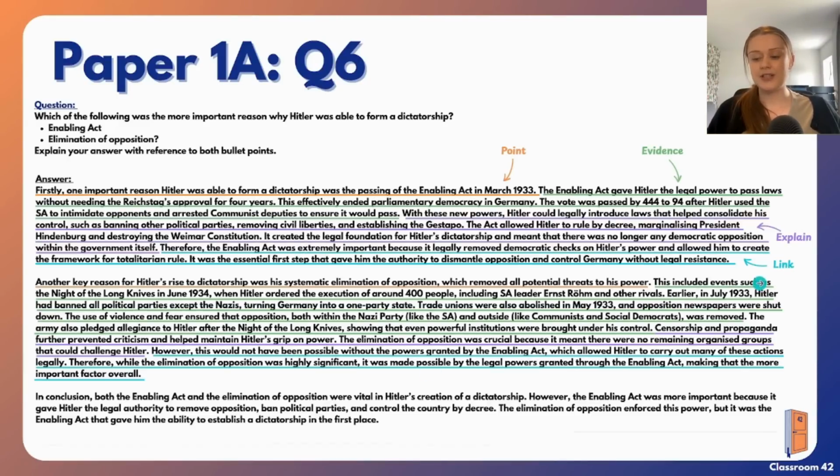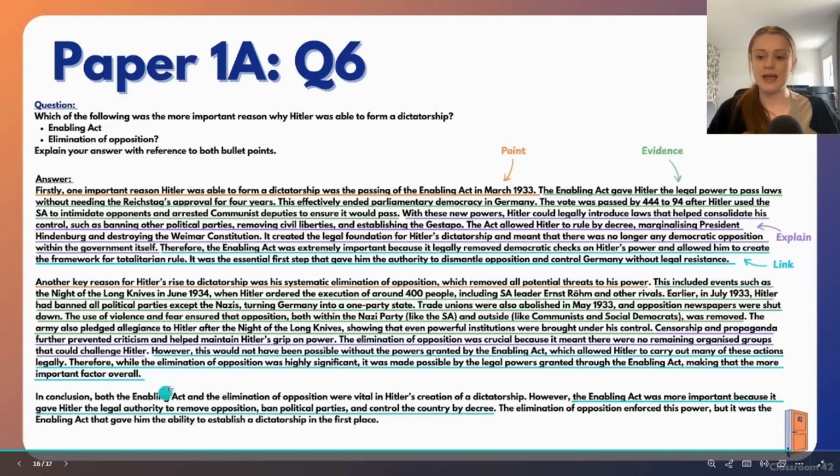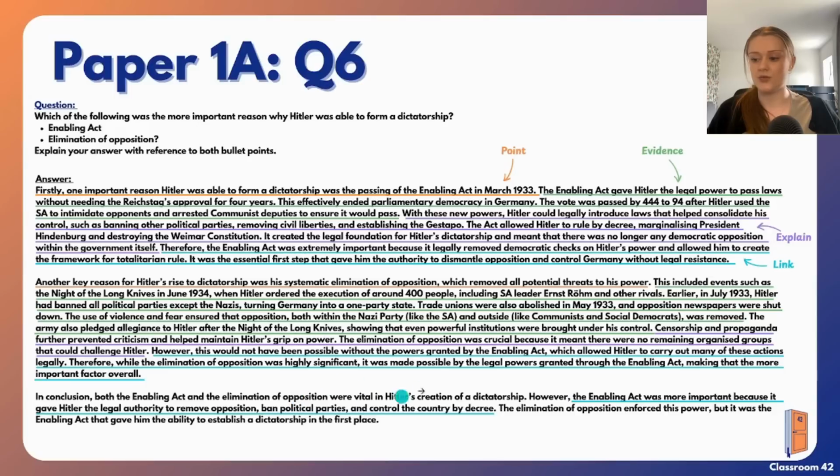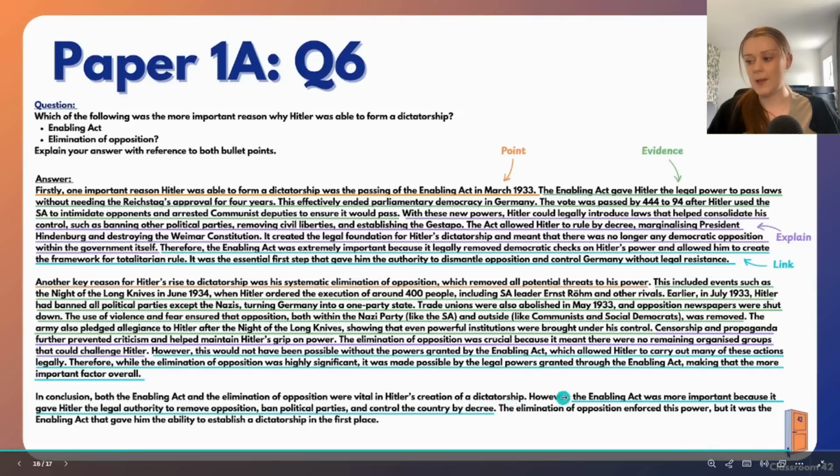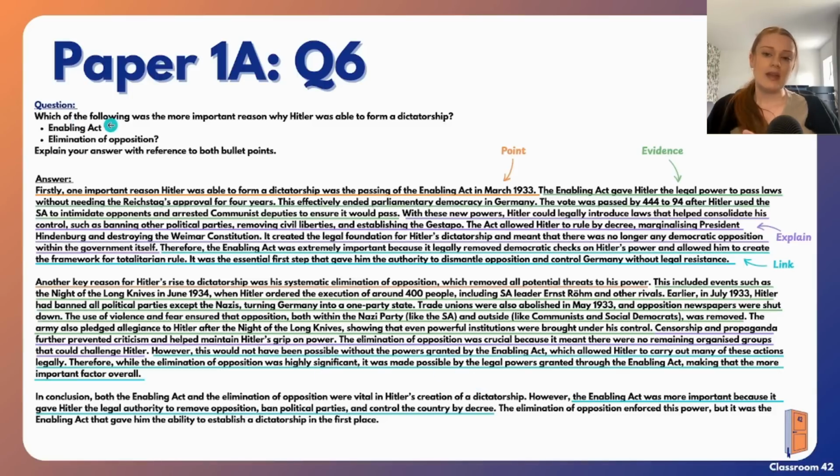And then finally, we just need to link back to the question in our conclusion. So we can compare both here. In conclusion, both the Enabling Act and the elimination of opposition were vital in Hitler's creation of dictatorship. However, the Enabling Act was more important because it gave Hitler the legal authority to remove opposition, ban political parties, and control the country by decree. So we're just showing how without the Enabling Act, perhaps the elimination of opposition wouldn't have been so easy for Hitler. And that is question 6.